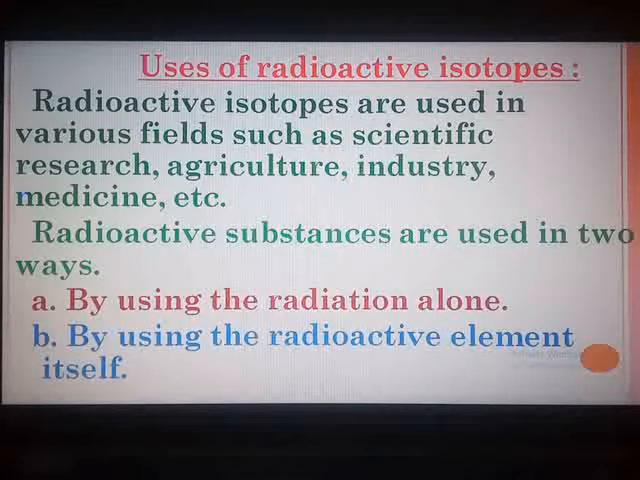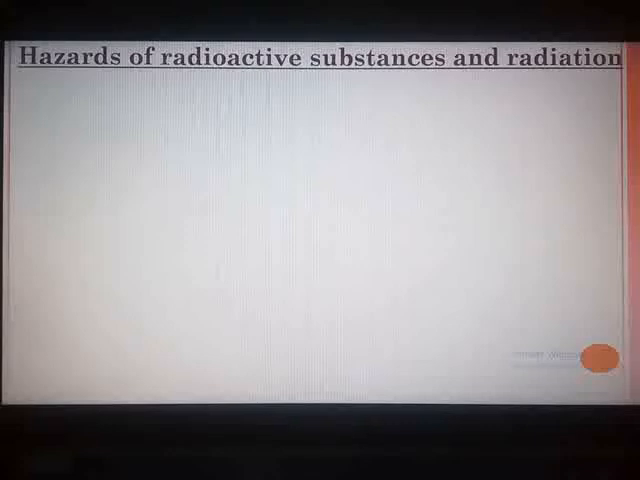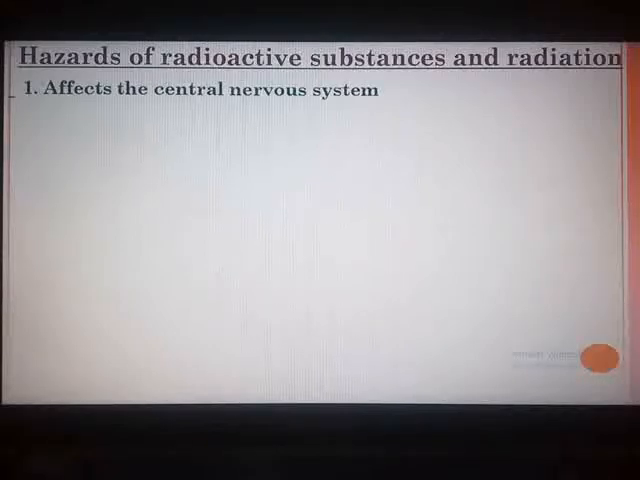Next, the difficulties, or you can say the disadvantages, of radioactive substances and radiation. As every coin has two sides, the disadvantages will also be there. The first is that it affects the central nervous system, that is the CNS. The CNS is affected by radioactive radiations. About the CNS, you have studied in chapter number 15 in section B. It comprises the brain and the spinal cord. So these radioactive radiations can harm the central nervous system.